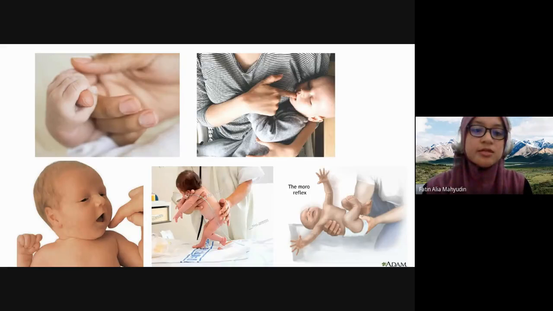So this is the palmar grasp reflex. This is the sucking reflex, rooting reflex, stepping, and motor reflex.